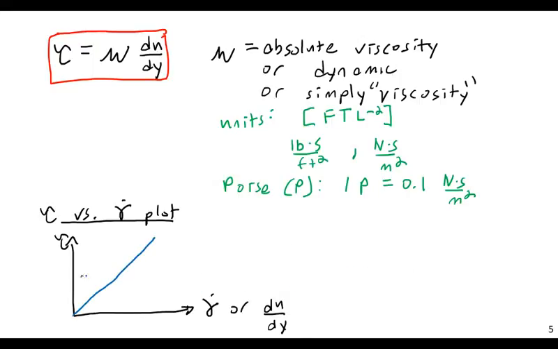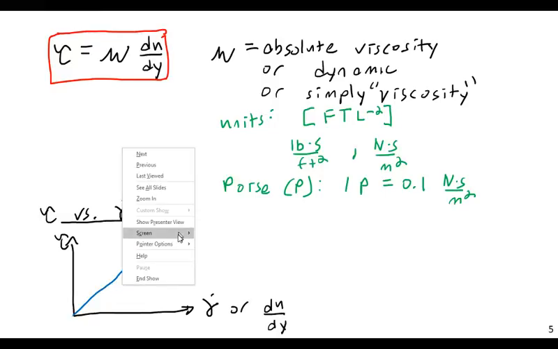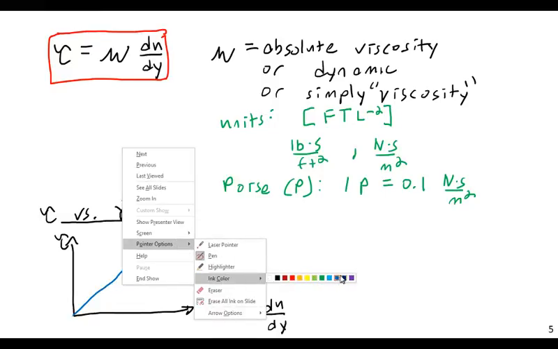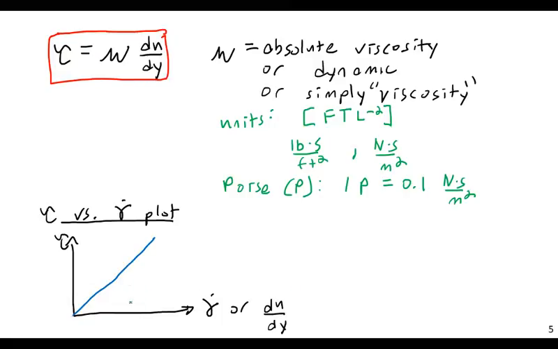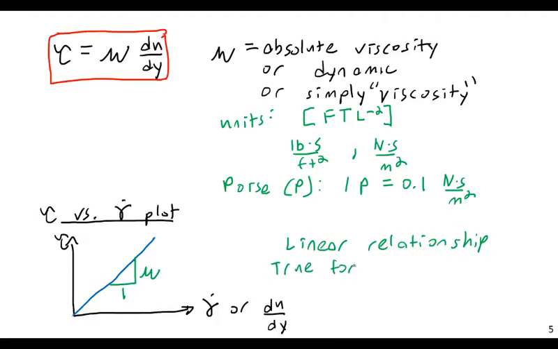There's a linear relationship. The shear stress is going to be proportional to the rate of shear strain, or du over dy. And the slope of this line is going to be our viscosity mu. And this is, again, a linear relationship. True for most, not all, but most fluids.